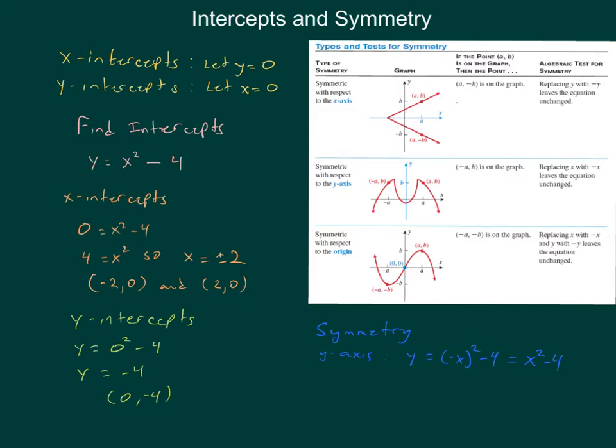The other thing you want to check for is symmetry, because symmetry gives us a nice aid. There are 3 symmetries you're going to be concerned with: the x-axis, the y-axis, and the origin. When it's symmetric with respect to the x-axis, it's like flipping over the x-axis, or think of the x-axis as a mirror.